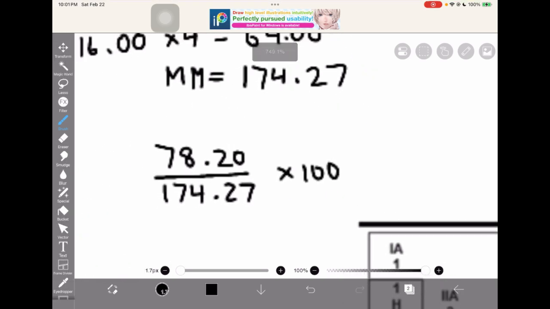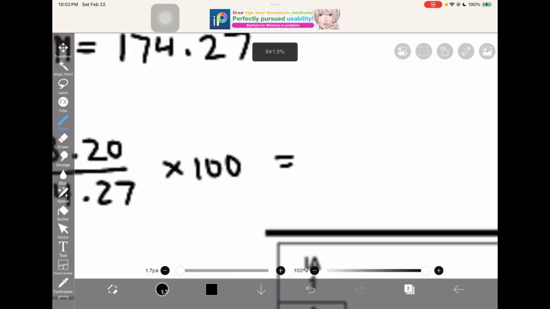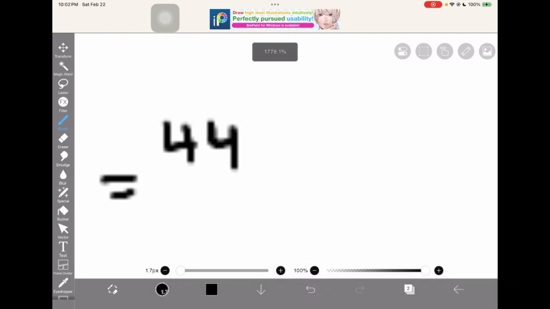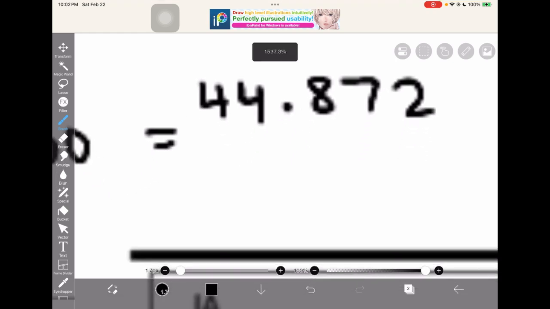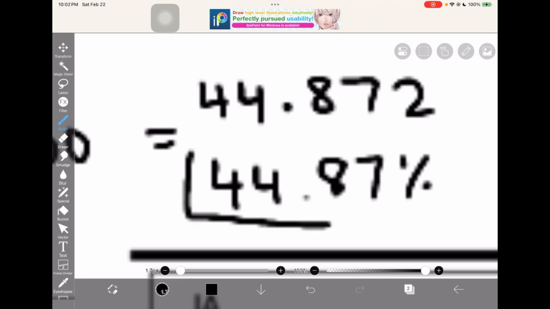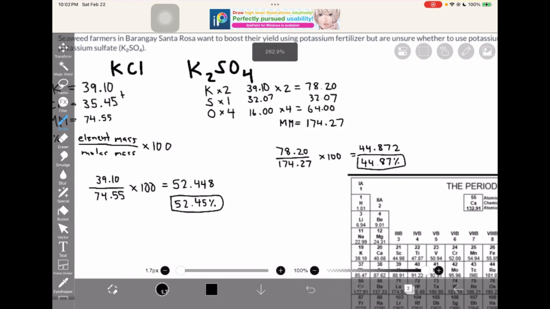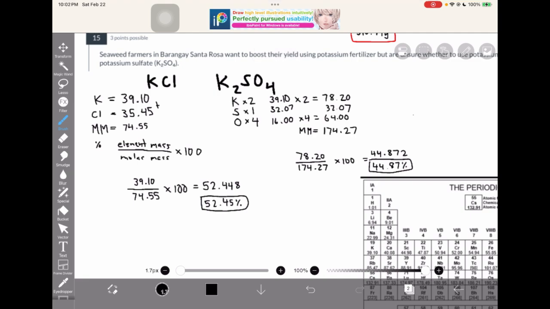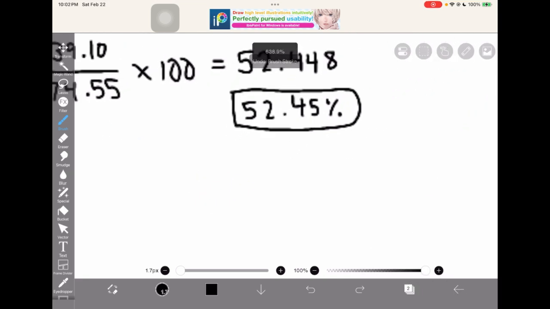Let's plug that into our calculator. 78.20 divided by 174.27 is equal to this one, and then we have to times it by 100. So after timesing it by 100, we get 44.872, or simply just 44.87%. And that's our final answer. We just need to check which one has more, the bigger value. Therefore, the answer is KCl.